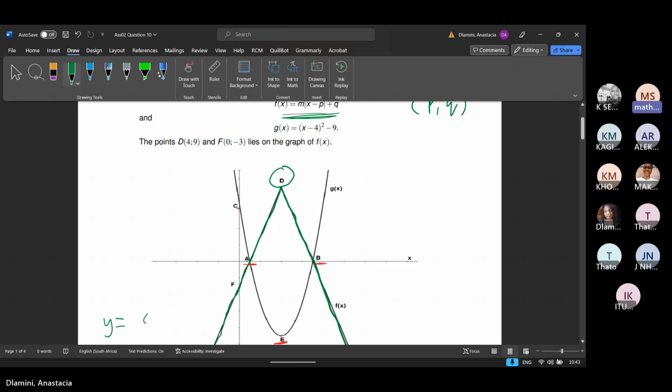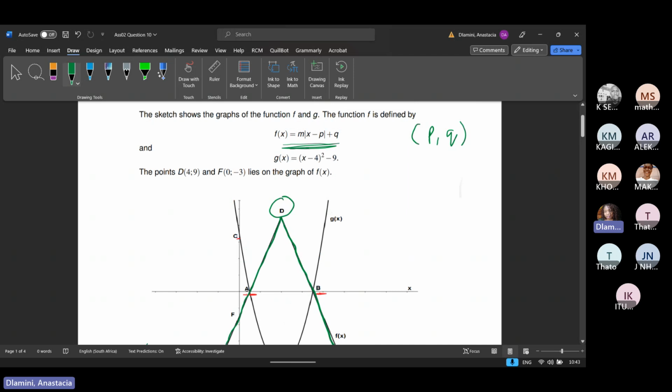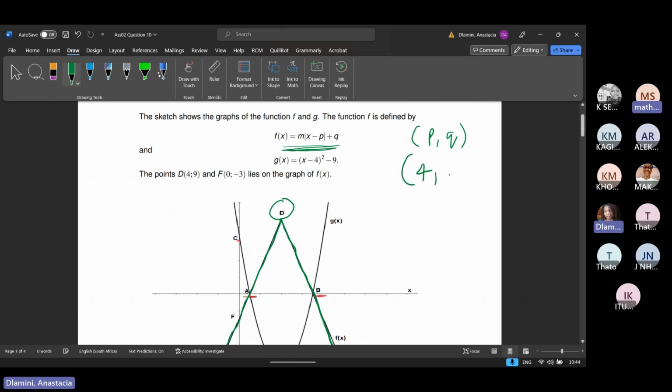Yes, it's 4 and 9. Thank you. D is what? D is 4 and 9. So meaning that our P is equals to what? Our P is equals to 4 and our Q is equals to 9. Does it make sense now?